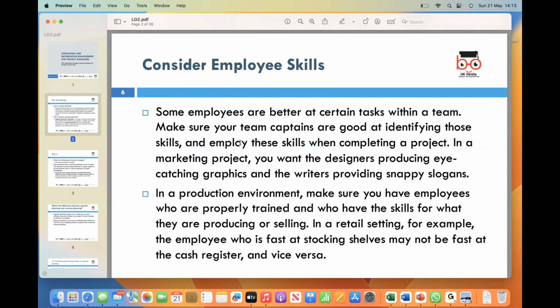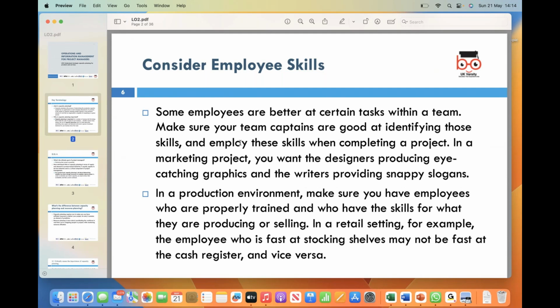Consider employee skills. Next one. Some employees are better at certain tasks than others. Make sure your captains are good at identifying those skills and employ these skills when completing a project. In a marketing project, you want designers producing eye-catching graphics and the writers providing snappy slogans.